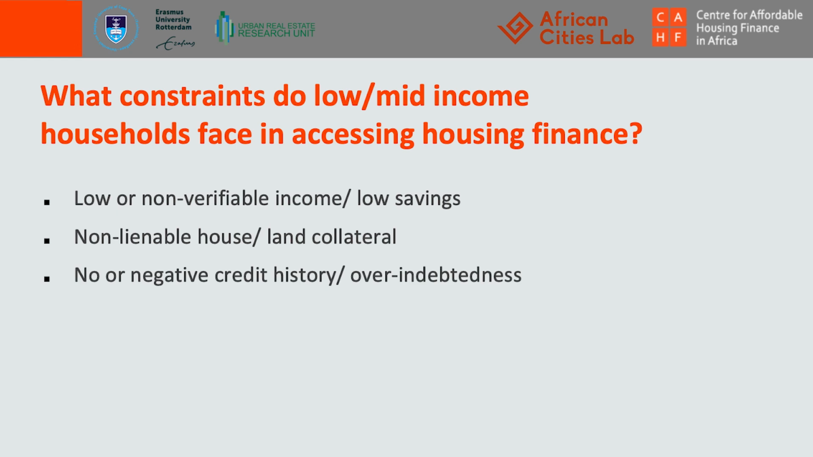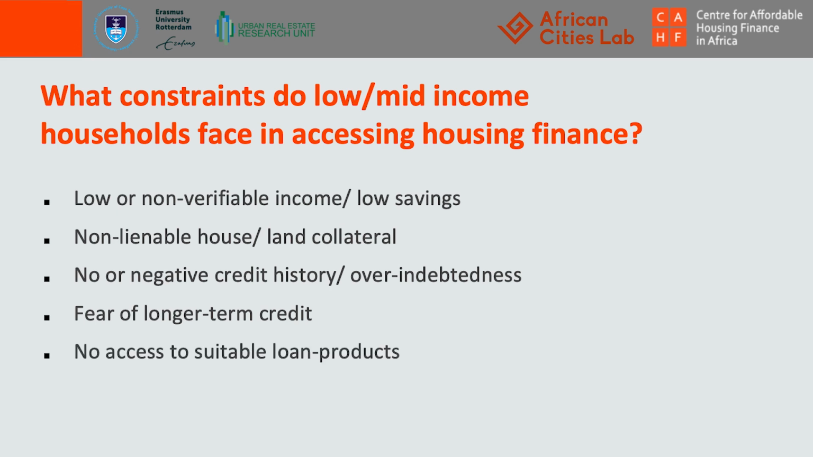Third, a household's credit history may also pose constraints. Some households have no credit history or have a very low credit score, or they struggle with over indebtedness. Fourth, many low income households fear taking long term credit and are afraid that the house may be taken away from them on a whim by the lender. Finally, in many cases, there is simply no access to loan products that are suitable for that particular income or employment group. Such products would include flexible mortgages or non-secured medium-term loans.